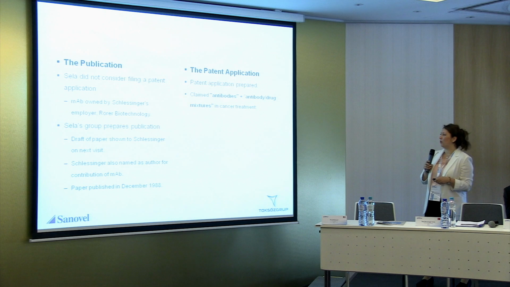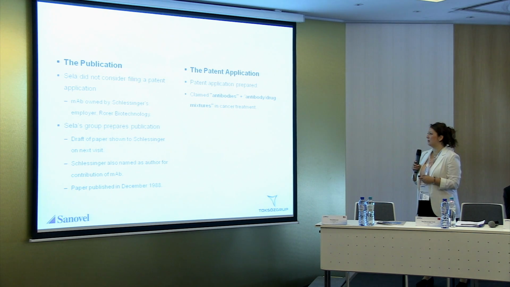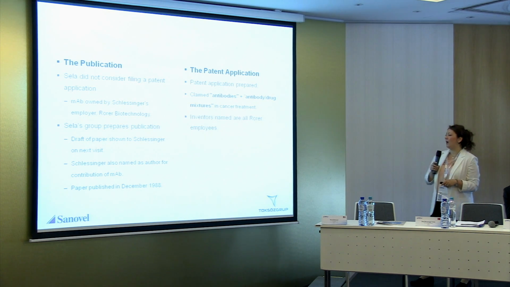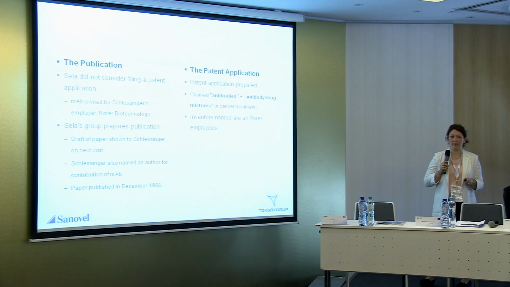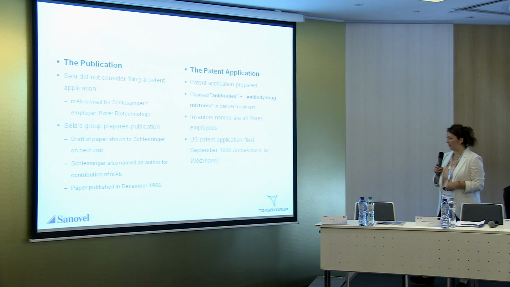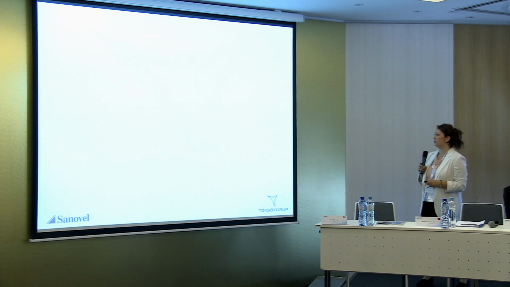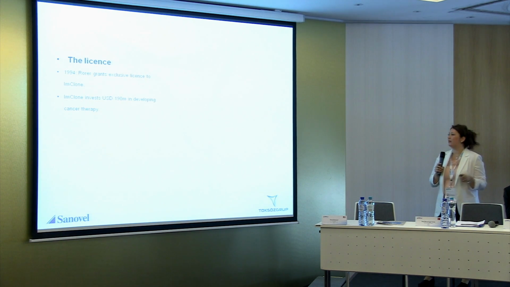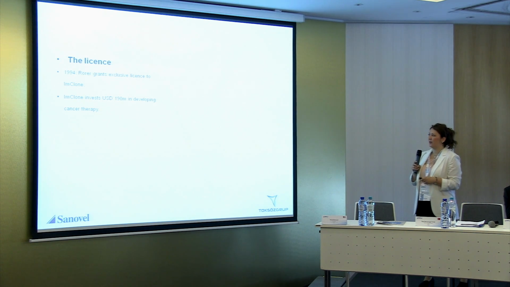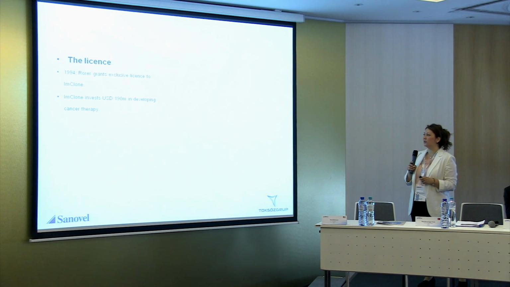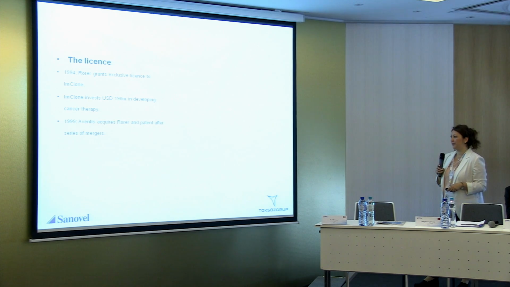There are two important claims. One is the antibodies, the MAB only, and the other is the mixture, the invention D; we can say the experiments B and D. And the inventors named are all Rohrer employees, of course. The US patent application was filed in September 1988, only a few months before the publication. Then the license: in 1994, Rohrer grants an exclusive license to Yeda, and Yeda invests USD 190 million in developing the cancer therapy.